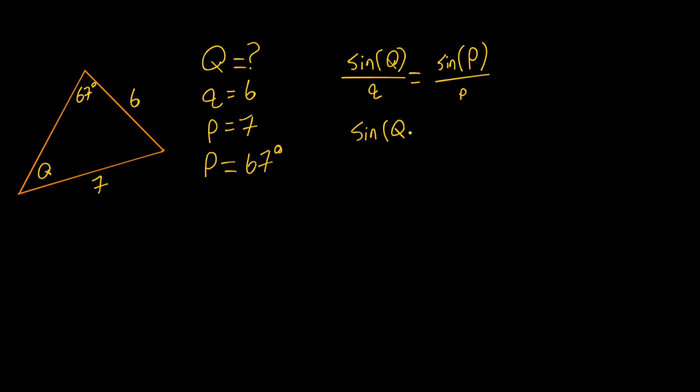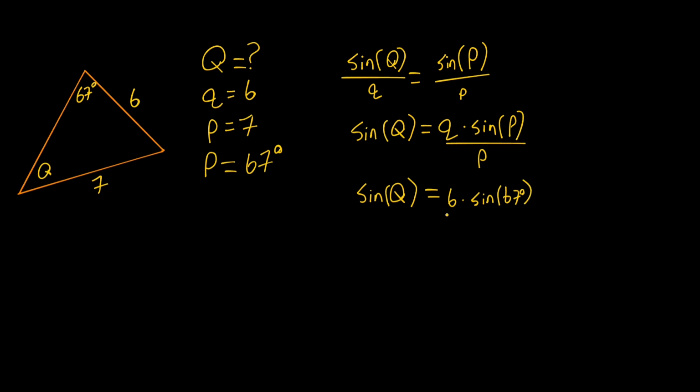So we'll isolate for the sine of Q to start. Q times the sine of P divided by P. So here, that's going to give me that the sine of Q is equal to 6 times the sine of 67 degrees divided by 7. So as an answer, that's going to give me that the sine of Q is equal to 0.7890. And you know how this works. We're just going to take the inverse sine of that to get back Q as being 52 degrees.